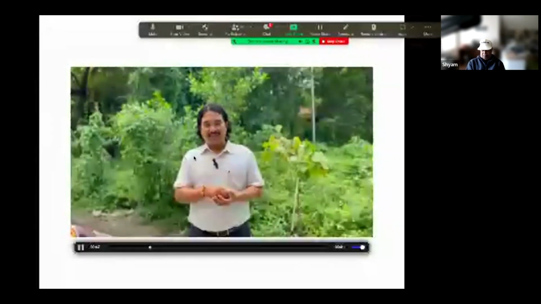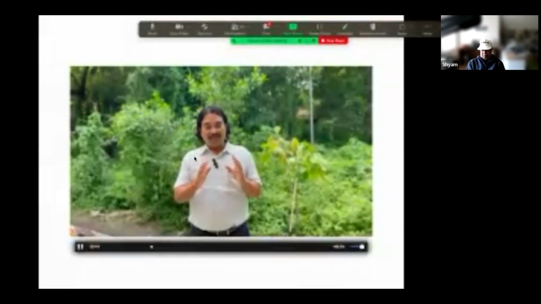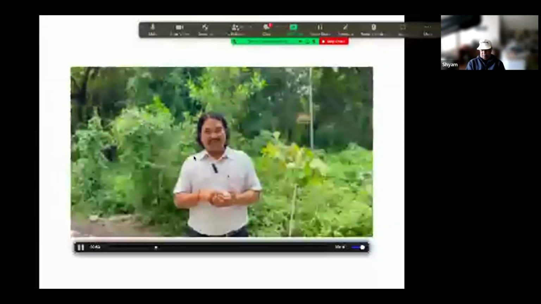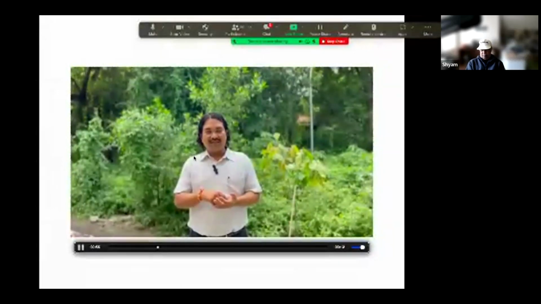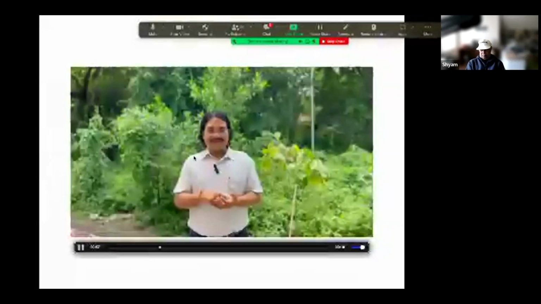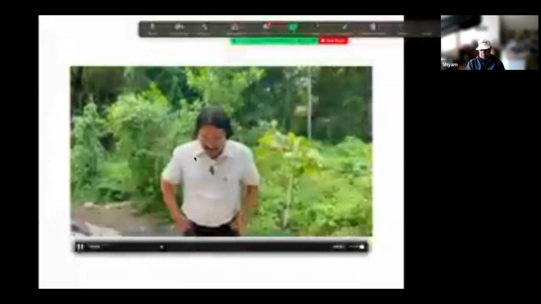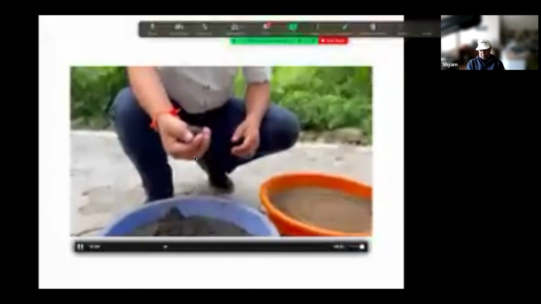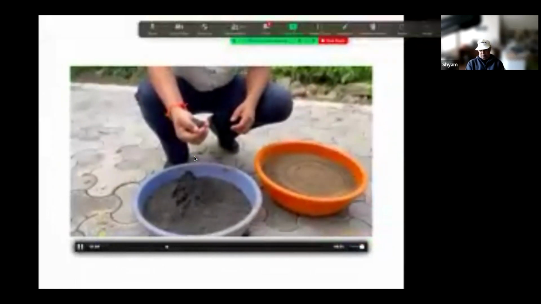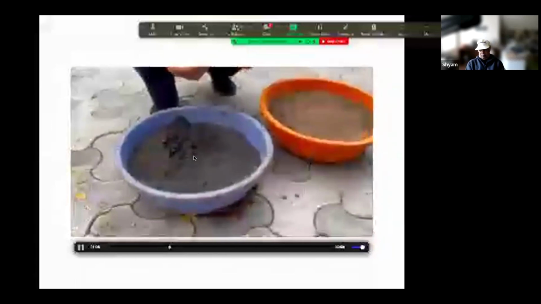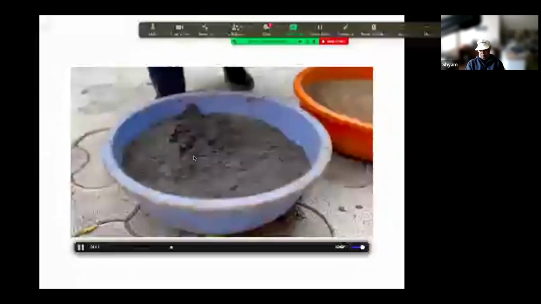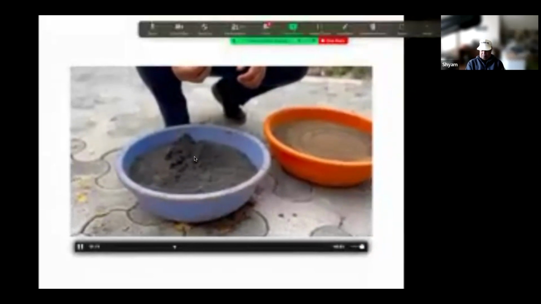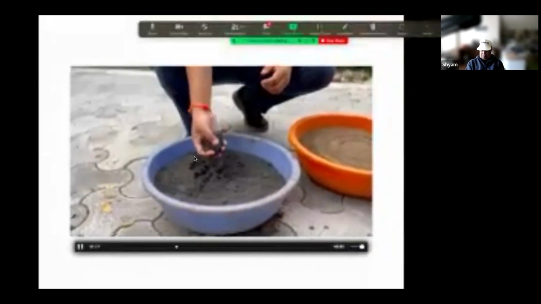BRNS sanctioned this proposal, and as a part of the BRNS project, we are working on use of biomass ash in soil health and plant nutrient uptake. We have collected this biomass ash from an industry near Nagpur. Butibori is the industrial area. This industry uses biomass briquette as a source of fuel, and the ash is produced at 3 tons per day.